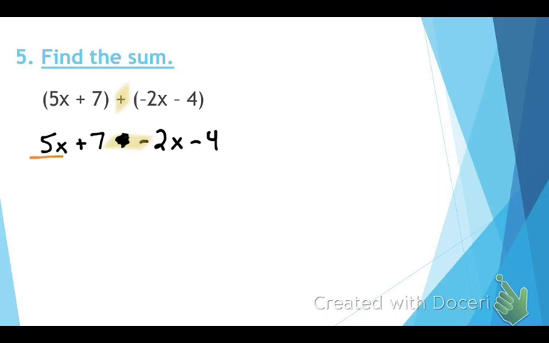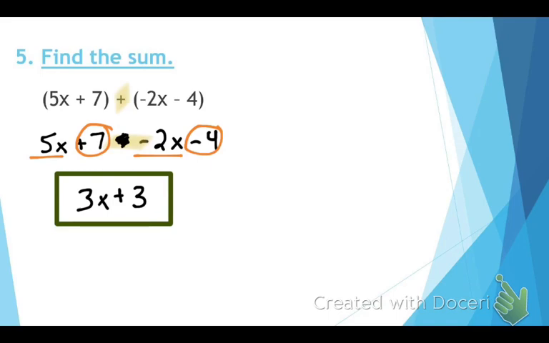Now, I'm just going to circle and underline my like terms. Guys, what's 5x minus 2x? 3x. And what is 7 minus 4? And remember, you always have to have some kind of a plus or minus in between the terms. What is it? It is a +3. So the correct answer is 3x plus 3.